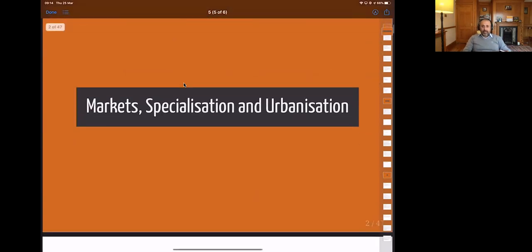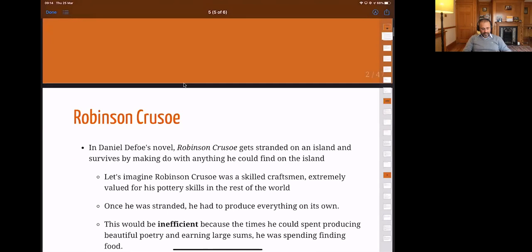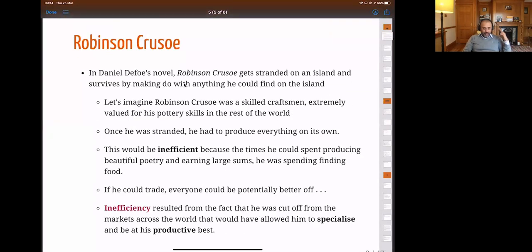We're going to start with market specialization and urbanization, the link between the two. So I'm sure most of you have come across Robinson Crusoe. Robinson Crusoe, the character, comes from Daniel Defoe's novel. It's an individual who gets stranded on an island, and he has to survive on the island. He has to make do with whatever he has. Okay, so I'm going to transform this story into something slightly different, which will serve our purpose to get us to understand what happens to an economy in autarky.